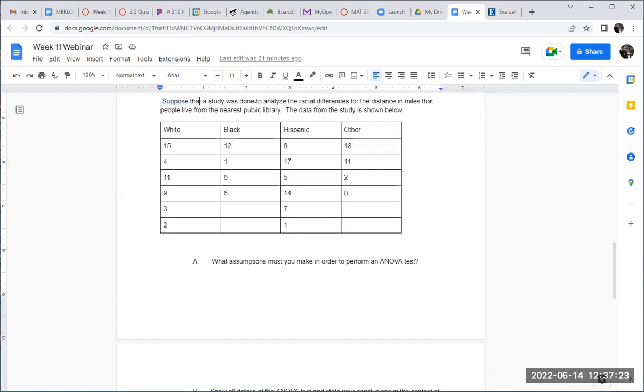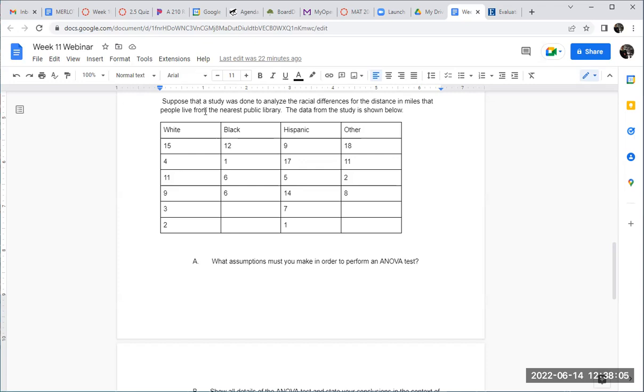So suppose that a study was done to analyze the racial differences for the distance in miles that people live from the nearest public library. Okay, so for example, how many miles do you live from the nearest public library? Less than 1. Less than one. Nice, nice. I live 2. Okay, so Braulio, how many miles do you live from the nearest public library? Less than 2. Okay, so maybe I made up numbers that were too big. I don't know. But it might be an interesting study that people could do.